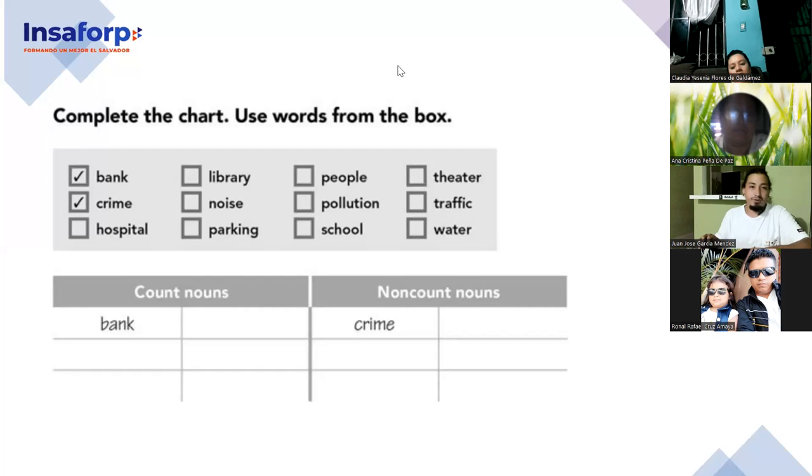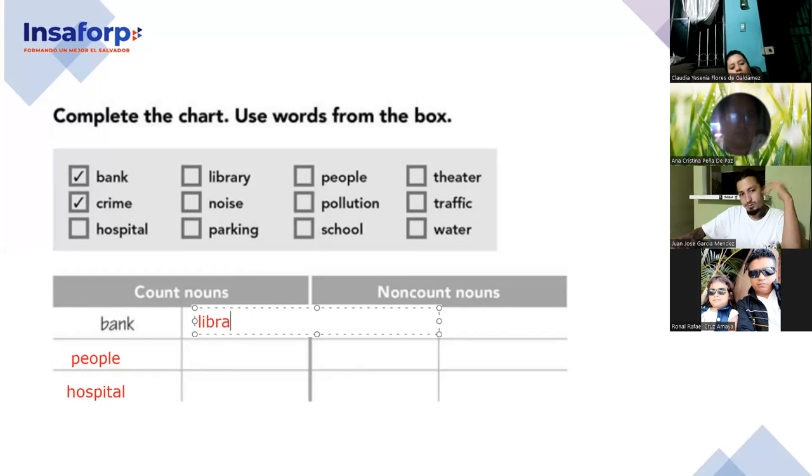Los que se pueden contar y los que no se pueden contar. Exactly. Very good. Pretty much that's the thing, right? So we're going to add this vocabulary here in these categories depending on the way they are, if they are count nouns or non-count nouns, okay? For example, number one, we have bank with count nouns. What is another one that goes with count nouns? People. Oh, people. Okay, let's say people. Library. Oh, hospital, you tell me. Hospital. Okay, library. School. Okay, let me see.